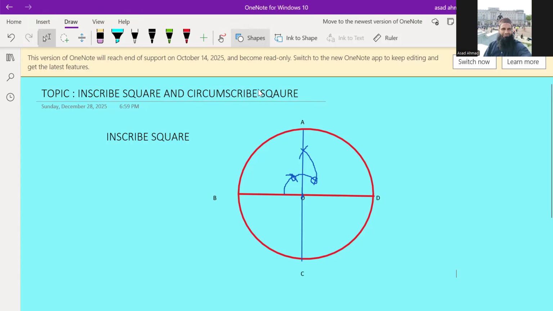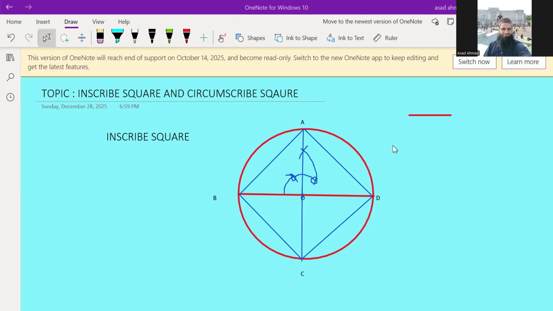For the square, we simply need to make line segments by joining them together. For example, if you join A to point B, and B to point C, and C to point D, and D to point A, this is how you will get one complete square inside the circle. So this is called inscribe square. So it is very simple how to draw an inscribe square.